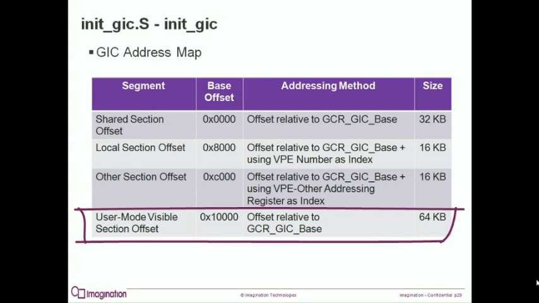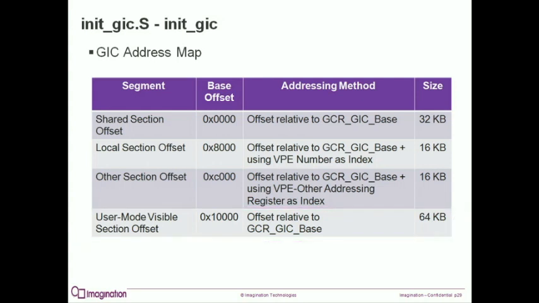The value of this register is used by hardware to index the appropriate subset of control registers for the other processor. An additional section called the user mode visible section is used to give a quick user mode read access to specific GIC registers. The use of this section is meant to avoid the overhead of system calls to read GIC resources such as counter registers.